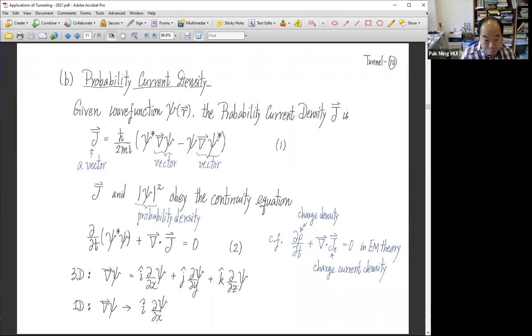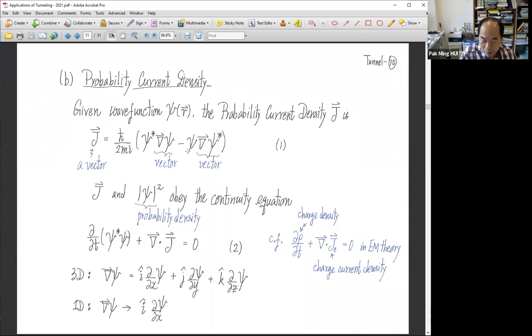Just like in E and M, this current density will go with the probability density with a continuity equation, okay? Then if you work it out in 3D, then it is this definition. The gradient is a vector, thereby this is a vector, okay? This is a flux, basically, okay? Something over meter square per time.